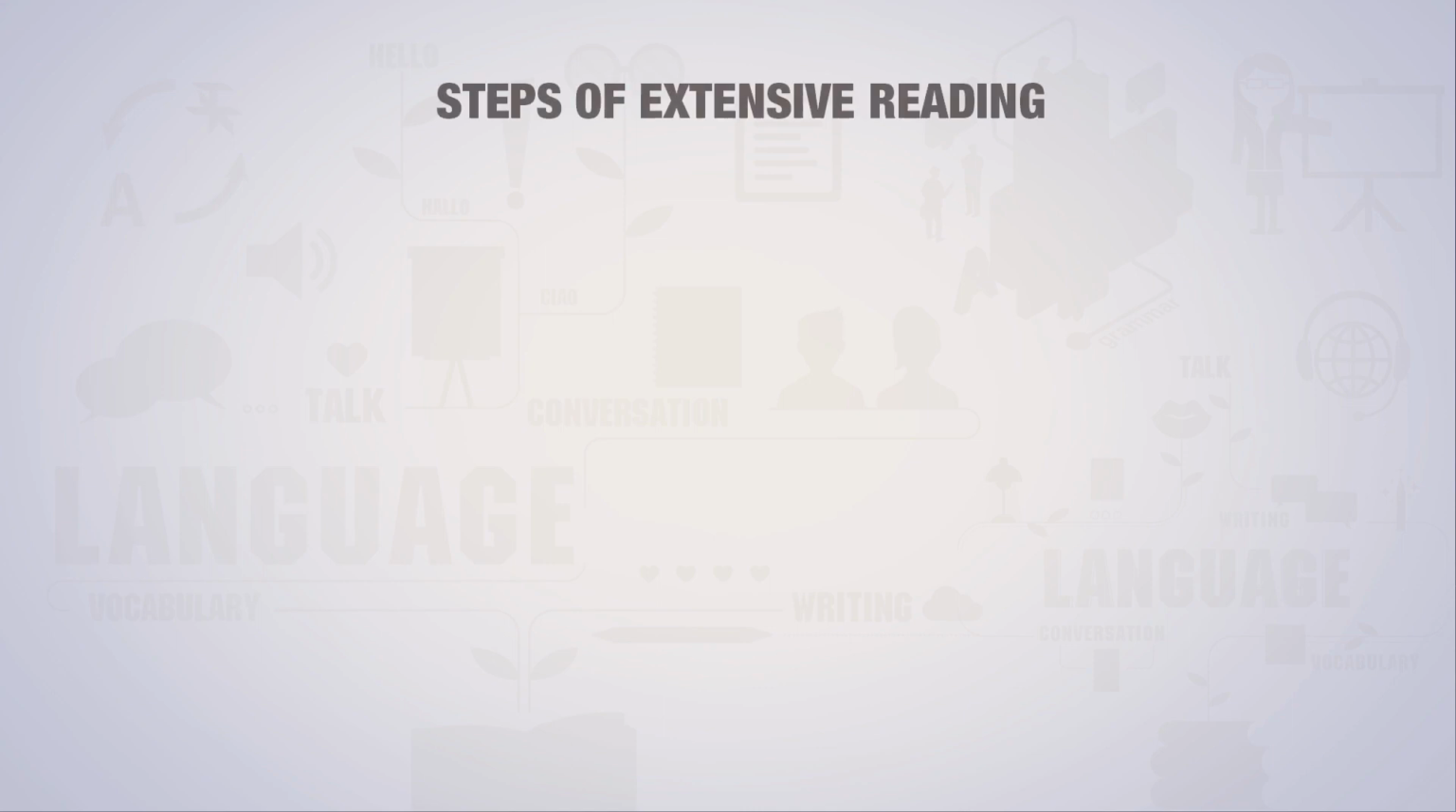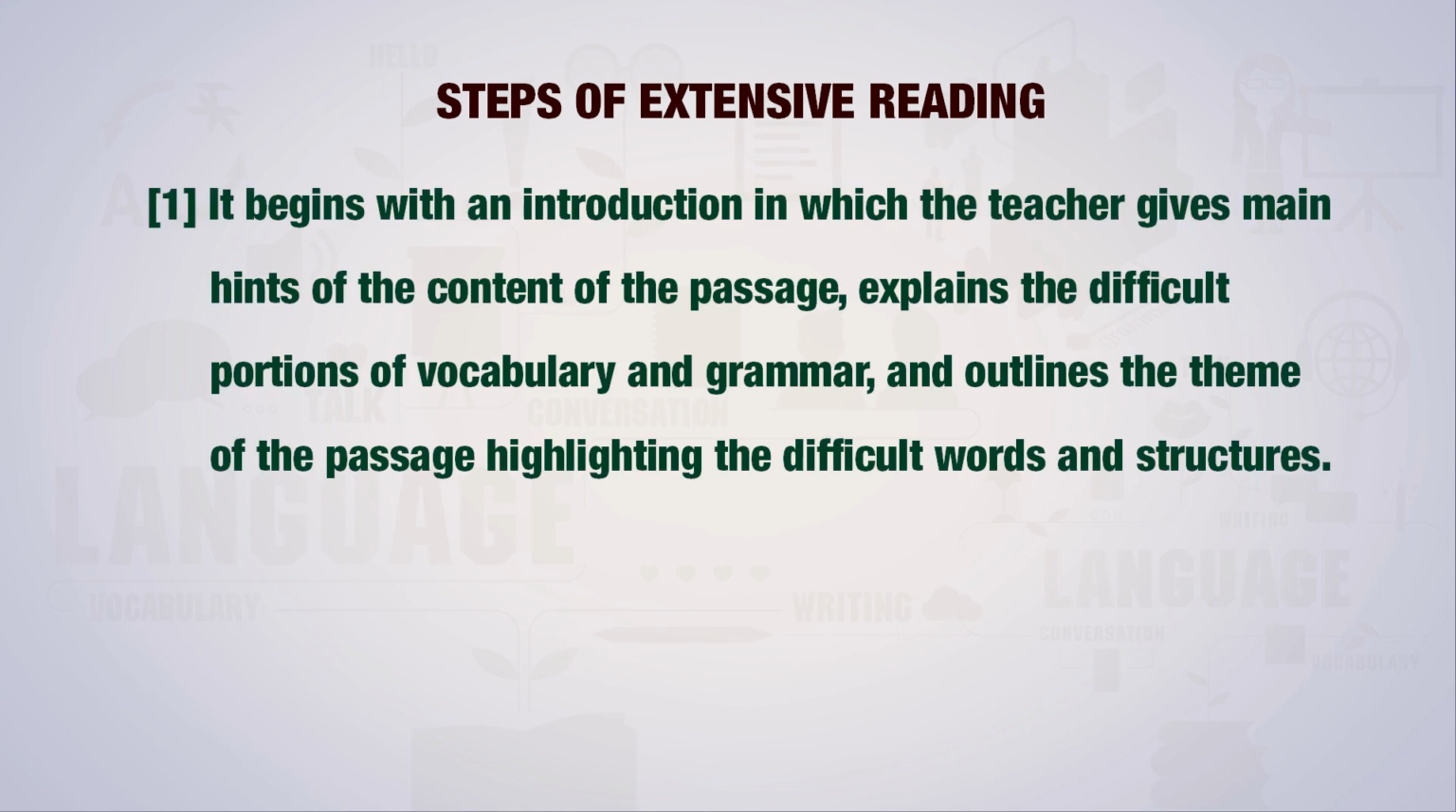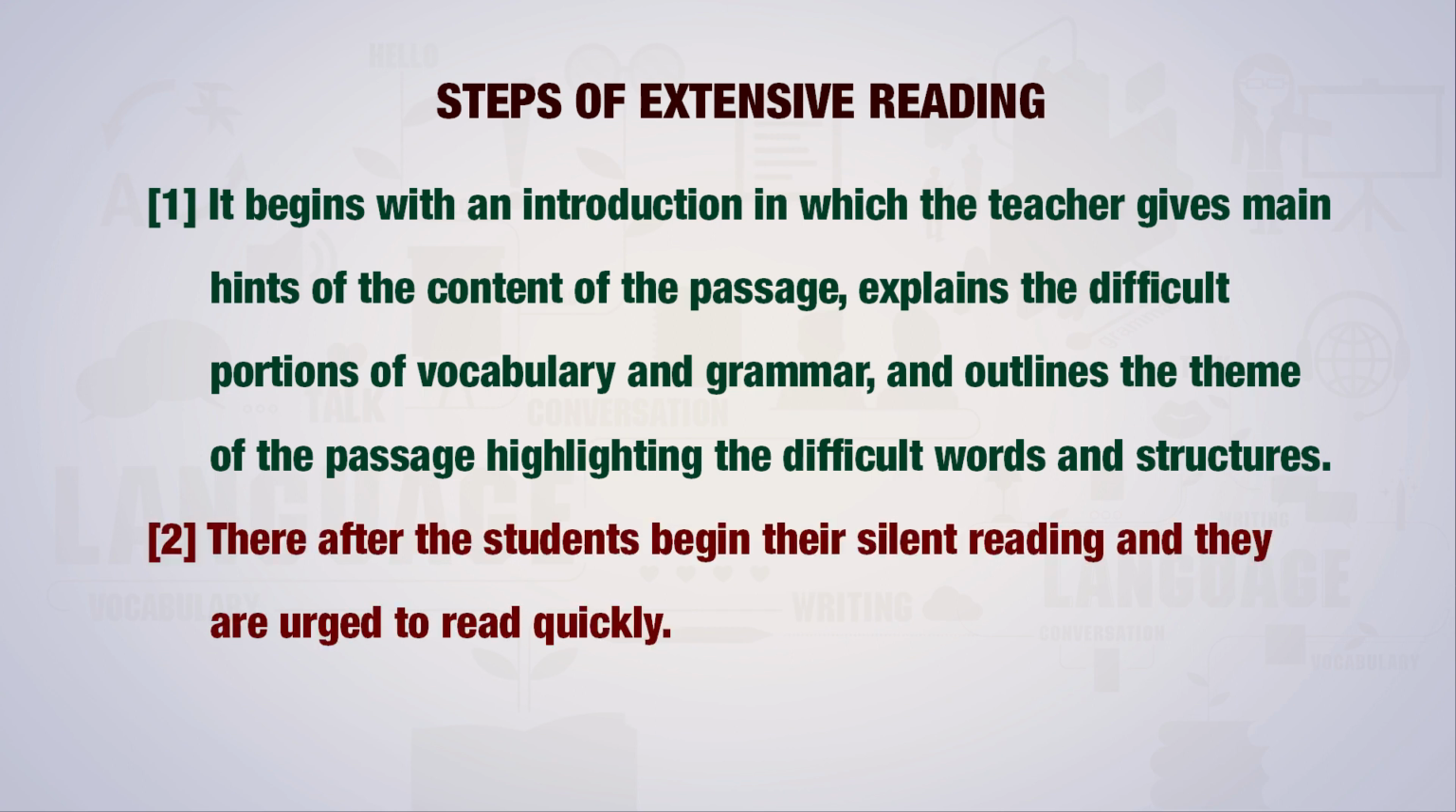So the steps that can be followed in any extensive reading are: number 1, it begins with an introduction in which the teacher gives a hint or the outline of the content of the passage, explains the difficult portions of vocabulary and grammar, and outlines the main topic, highlighting the difficult words and structures. Thereafter, the students begin their silent reading. They are urged to read quickly.